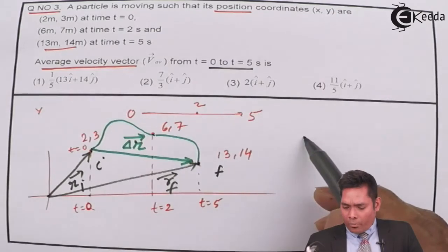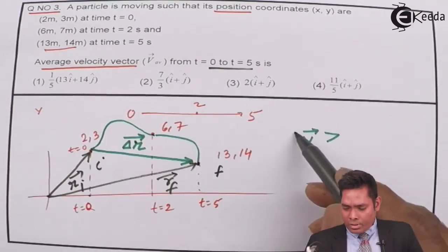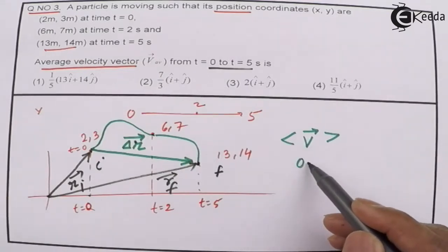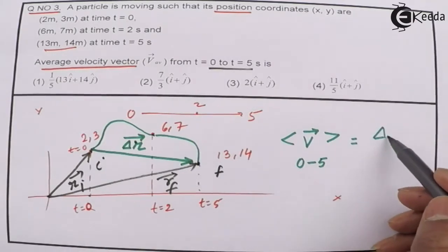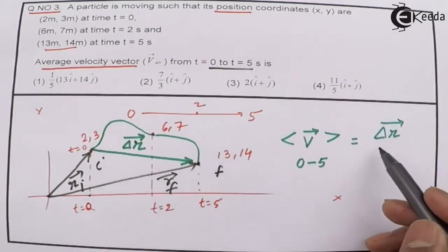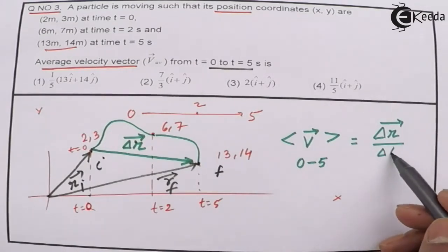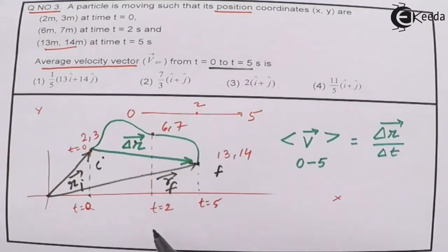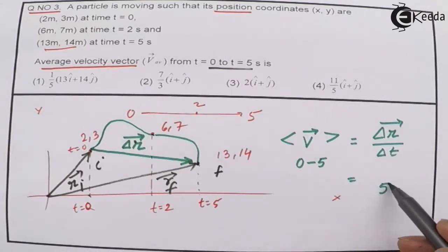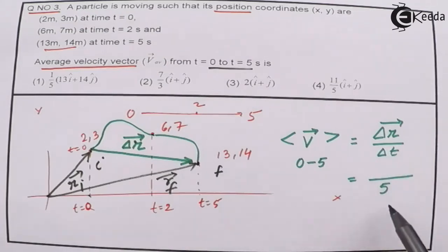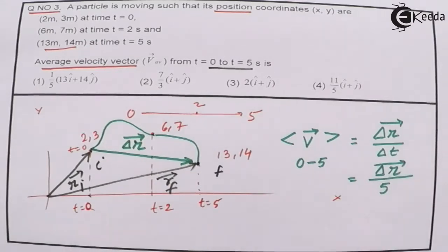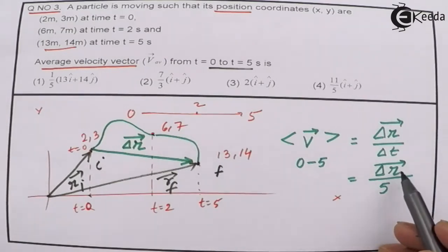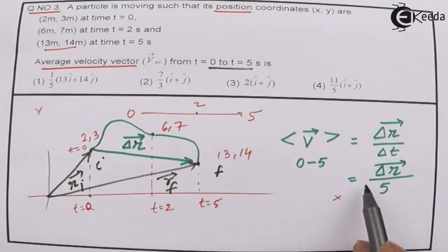So the average velocity during the interval 0 to 5 seconds is given by the total displacement, as shown in the figure, divided by the total time taken. Total time is 5 seconds. So here it will be 5 in the denominator, and delta r you have to find and put it there. That is the answer. Obviously it is a vector. It will be a vector quantity. So this you have to find and put it there. Now this is what you have to solve for.